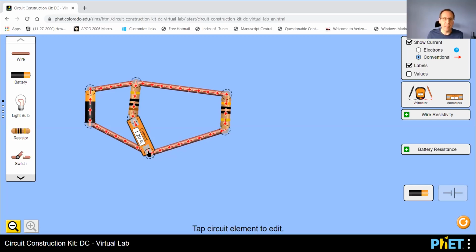And again, you guys are using 9 volts for your battery. R1 is going to be 10 ohms, and R2 is going to be 20 ohms.